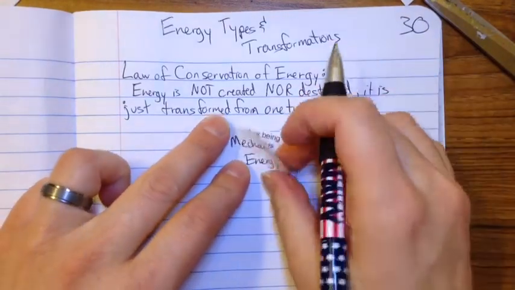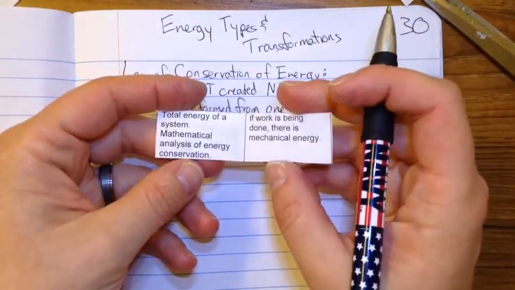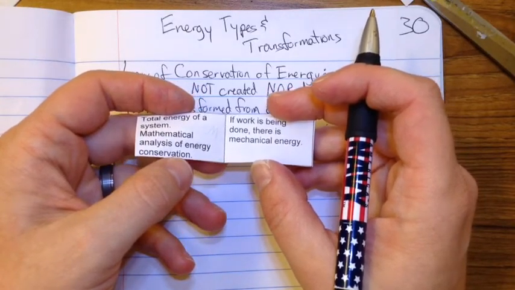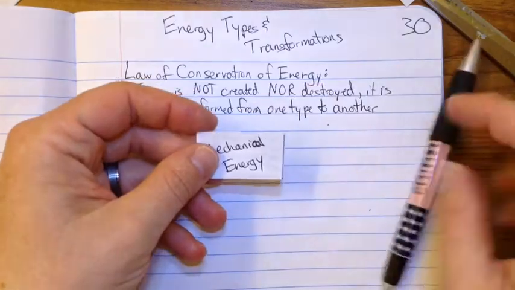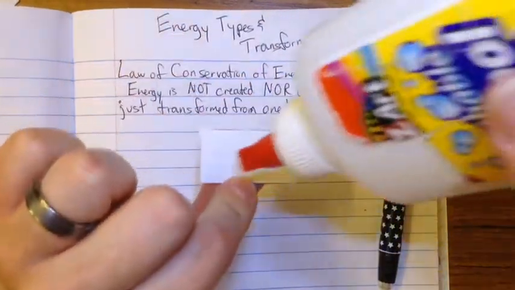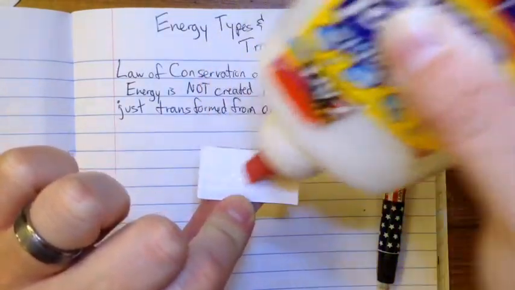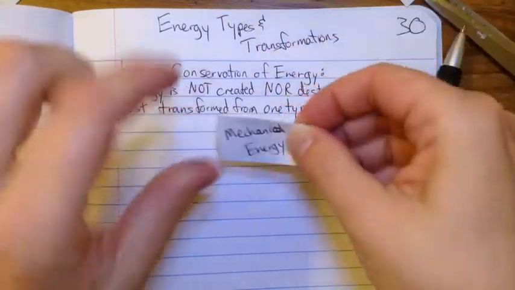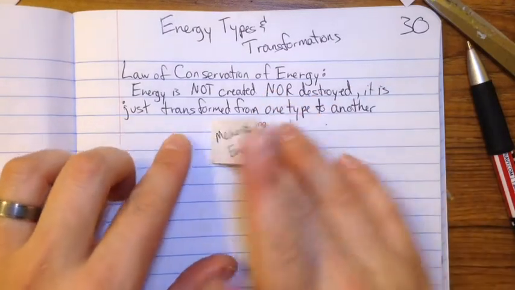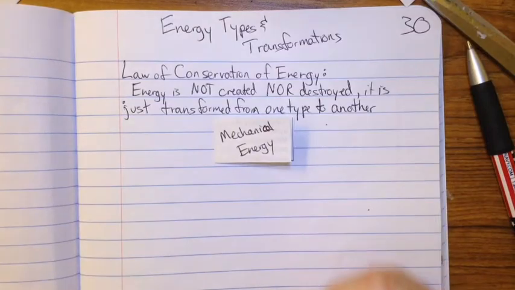Mechanical energy. The total energy of a system, or the mathematical analysis of energy conservation. If work is being done, there is mechanical energy. Okay? So, mechanical energy, here we go. Go ahead and glue that in right there. We'll get in a lot more detail on that later on, but I just want to introduce that idea right there. If we want to calculate the law of conservation of energy, we're usually using mechanical energy.